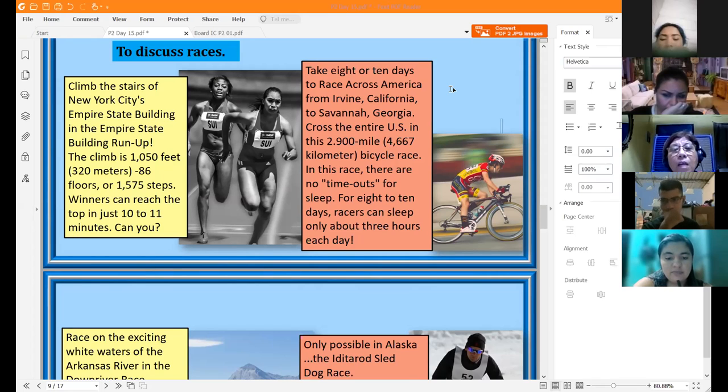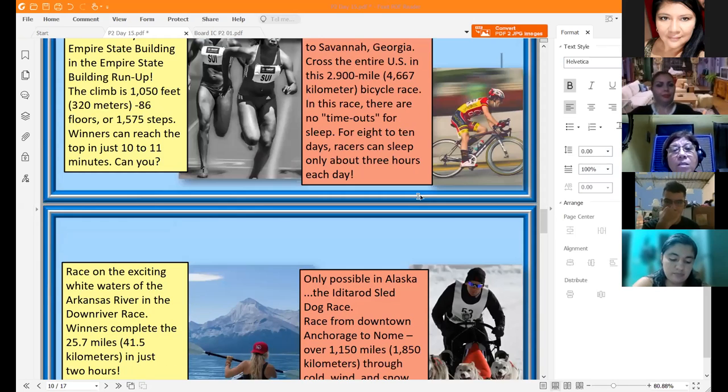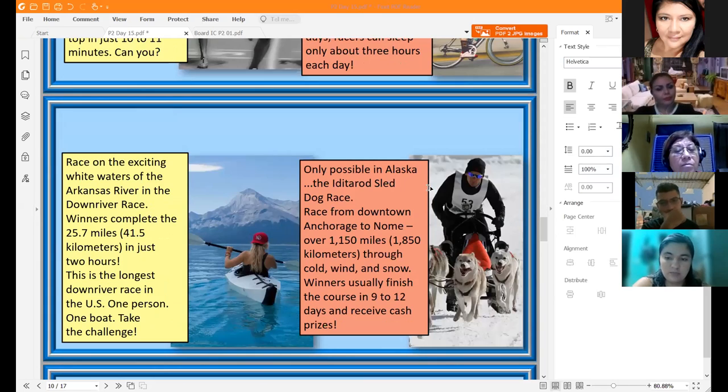For eight to 10 days, racers can sleep only about 3 hours each day. And the last one, race on the exciting white waters of the Arkansas River in the Down River Race. Winners complete the 25.7 miles, that is 41.5 kilometers, in just 2 hours. This is the longest Down River Race in the US. One person, one boat, take the challenge.